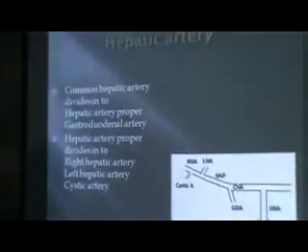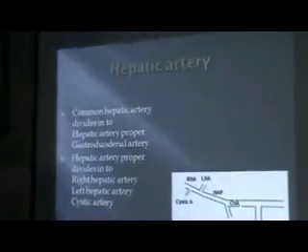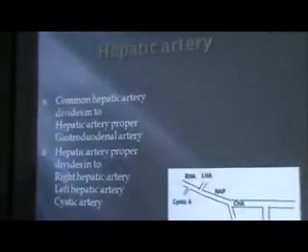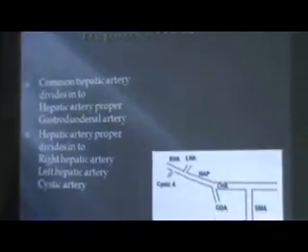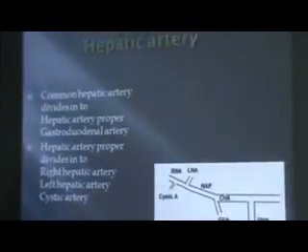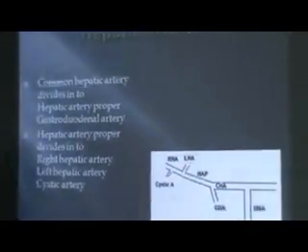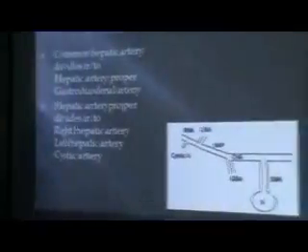The common hepatic artery further divides into the hepatic artery proper and the gastroduodenal artery. The gastroduodenal artery goes towards the head of the pancreas, whereas the hepatic artery proper goes towards the liver and gets divided into the right and left hepatic arteries as well as the cystic artery.